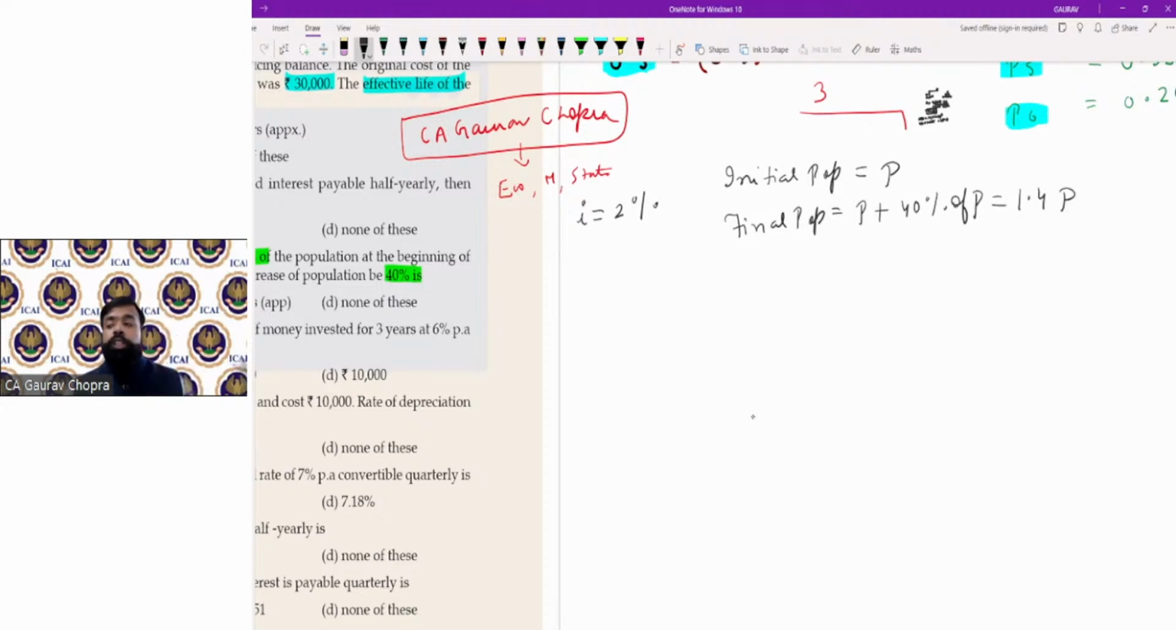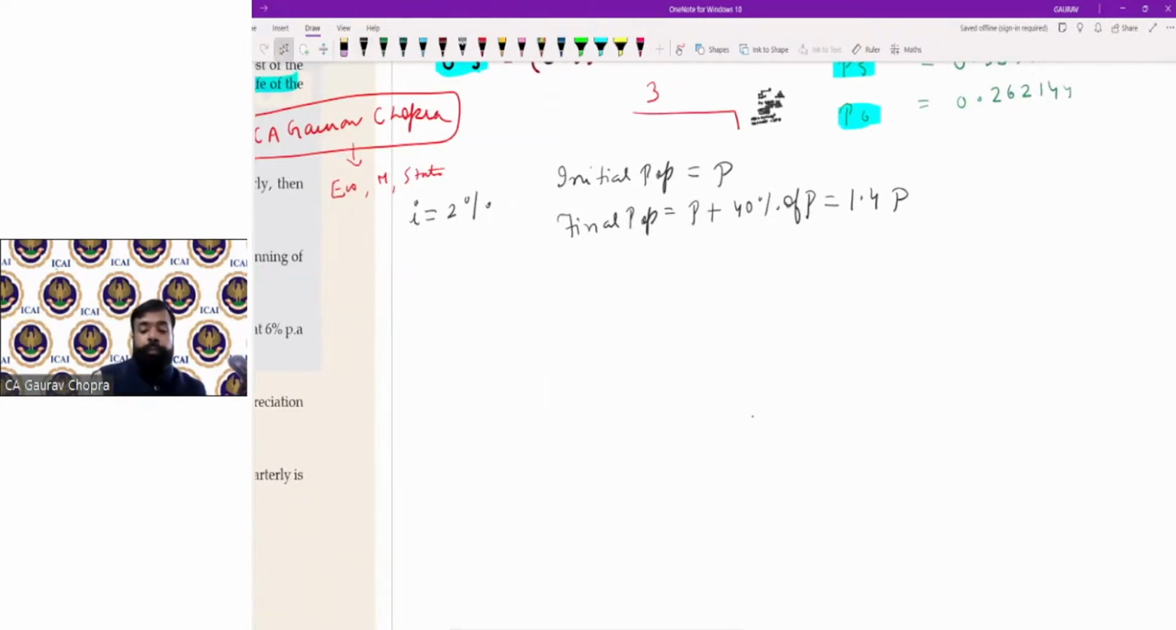So initially the population was P. जब 40% increase हुआ तो new population कितना बन गया, 1.4 P. So in place of amount, you can write 1.4 P. This is the final value. In place of principal, you can write P. This is the initial population. Then 1.02 because rate is 2%. And now time is N because time you have to calculate. Now P is getting cancelled from both the sides. So 1.4 is equal to 1.02 to the power of N.